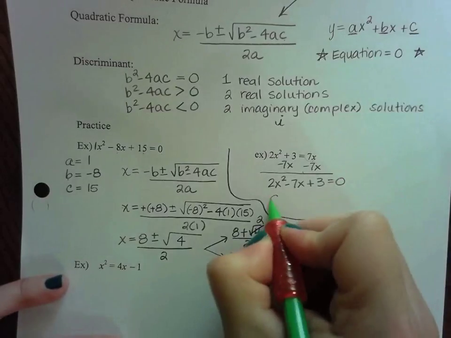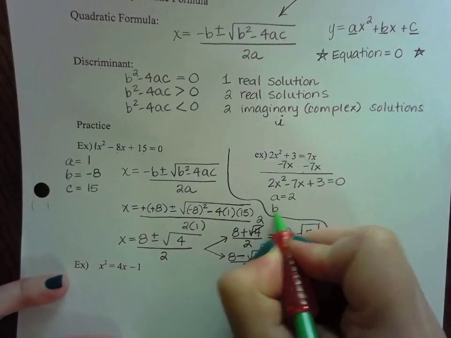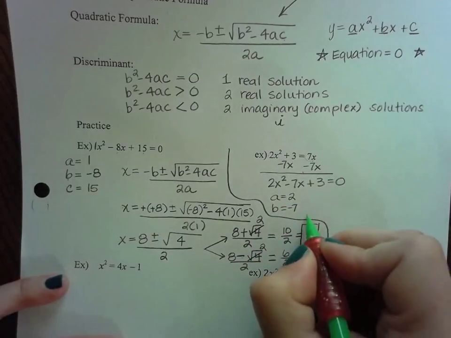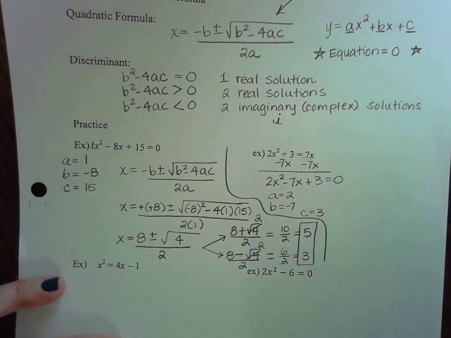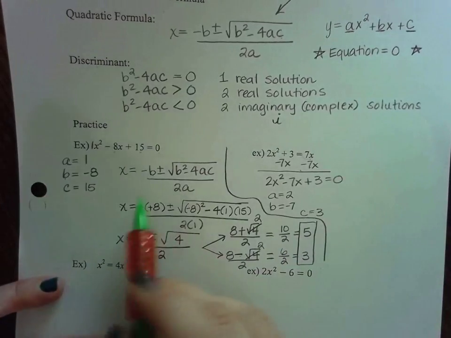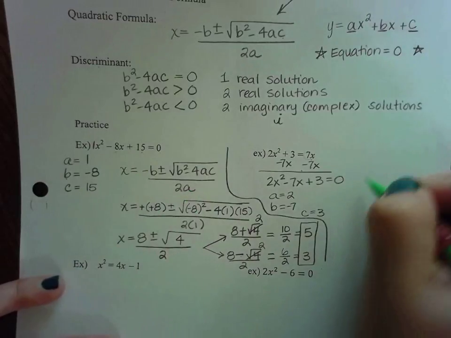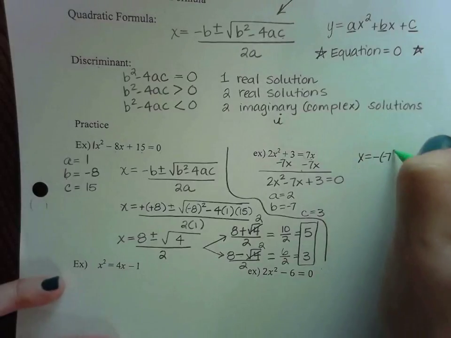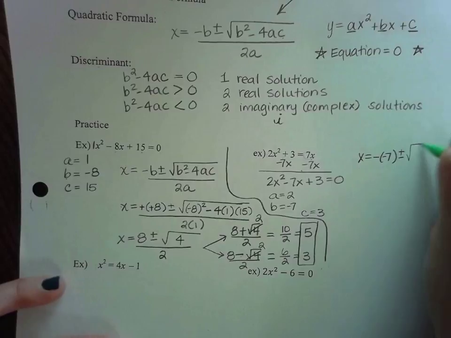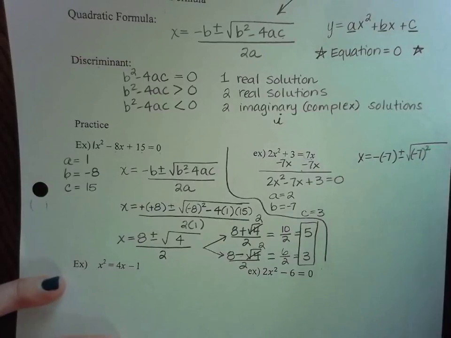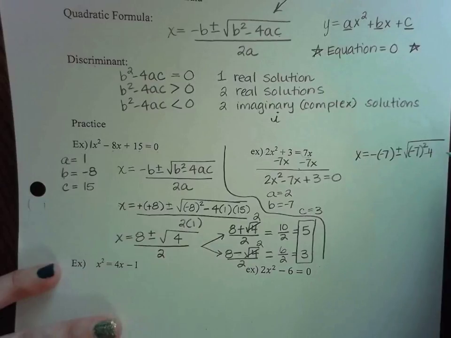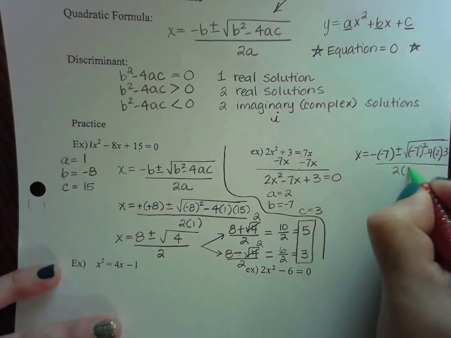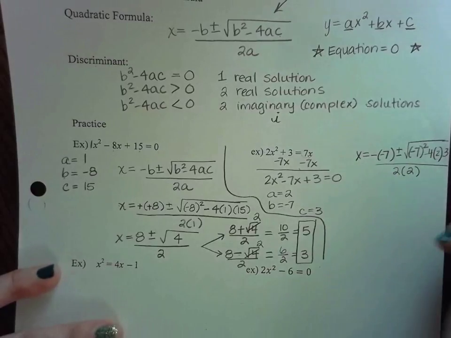So from there we can say A is 2, B is negative 7, and it looks like C is going to be 3. We're going to plug into our formula. So I'm going to use the formula that I have right here. So it will be x equals negative negative 7 plus or minus the square root of negative 7 squared minus 4 times 2 times 3 all over 2 times 2.